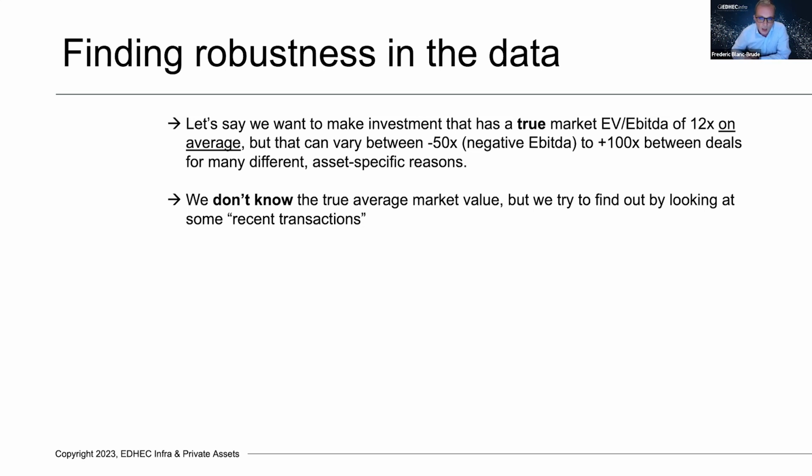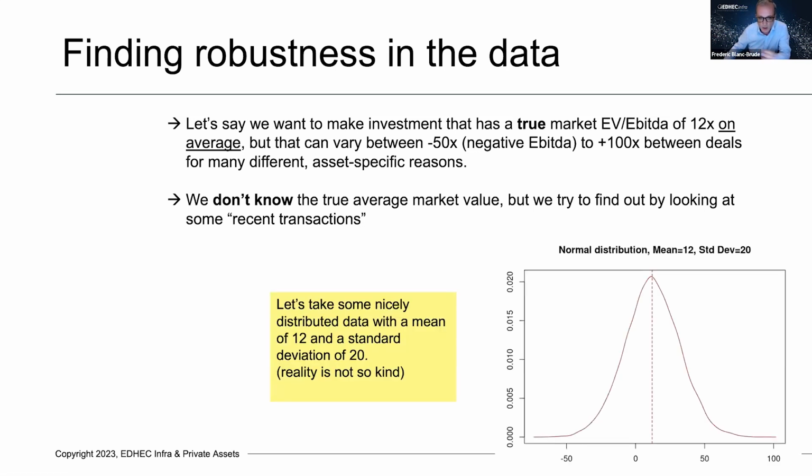And so this multiple can vary between minus 50x to plus 100x between all these different assets. But for this category of assets, the true value is 12. We don't know the average, but let's try and find out by looking at some recent transactions. So what I'm going to do is take some normally distributed data with a mean of 12 and a standard deviation of 20, which means I'm going to go roughly between minus 50 and 100.